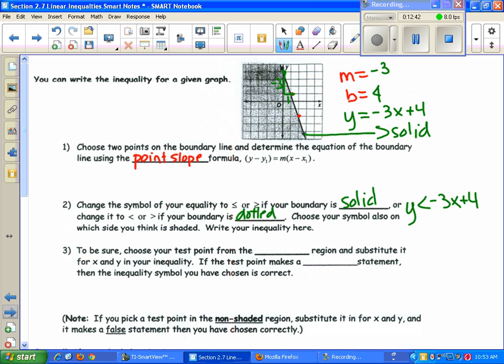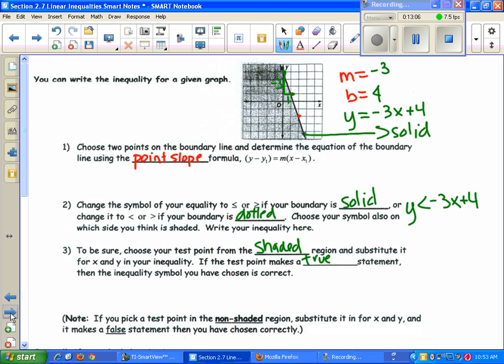In order to double check my equation to make sure that I picked the right one, I'm going to choose a test point from the shaded region and substitute it in for x and y into my inequality equation. If the test point makes a true statement, then the inequality symbol you have chosen is correct.